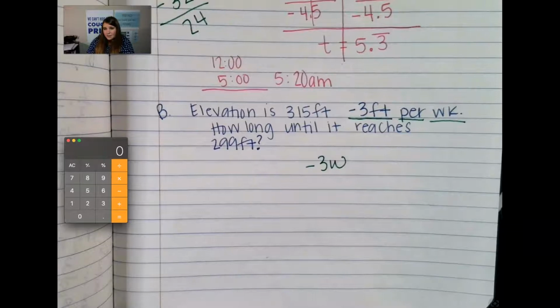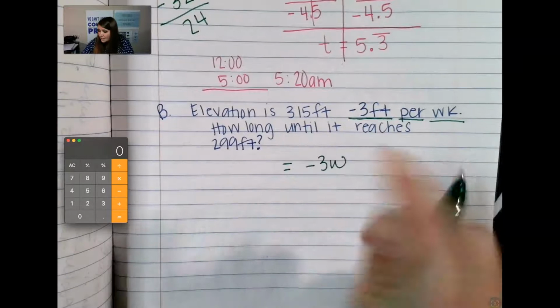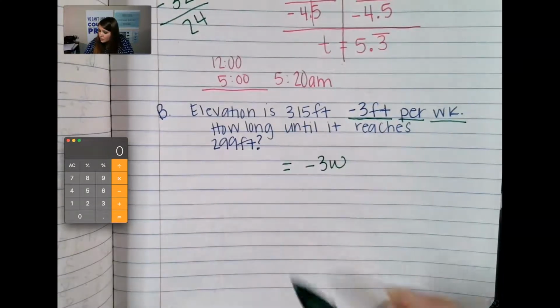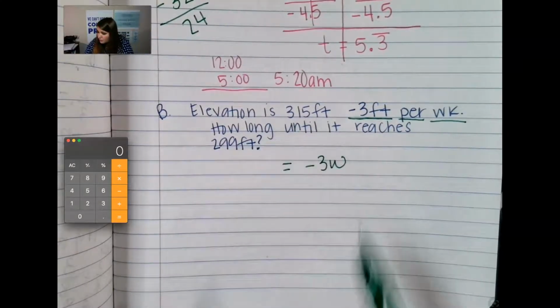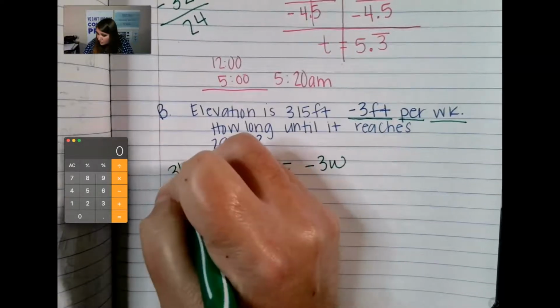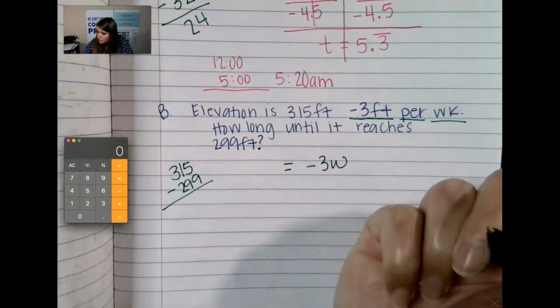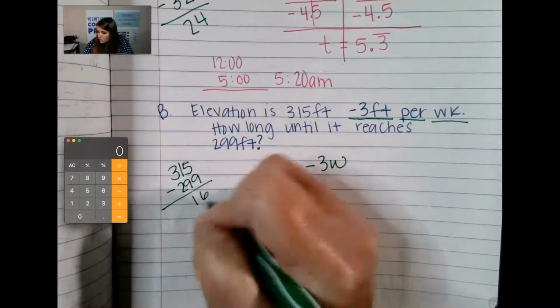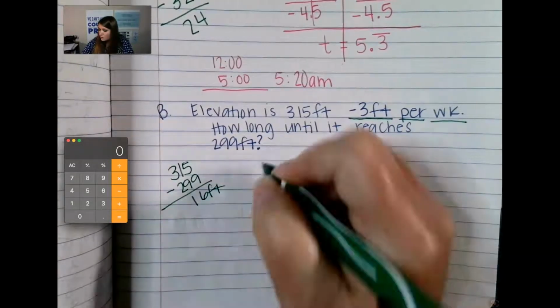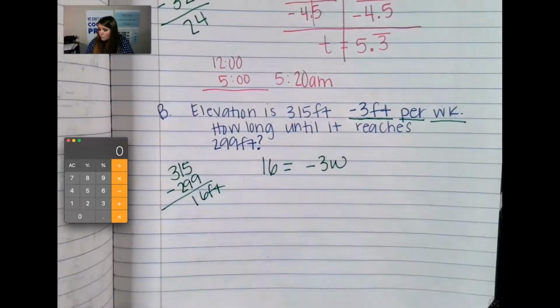And we want to know the difference here. How long is it going to take to get to the difference? Well, our difference between 315 and 299 is 16 feet. So 16 is our total that we're looking for. So now we want to know, how do we divide this?